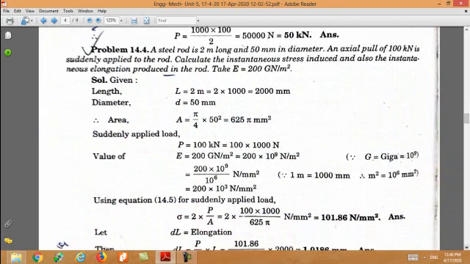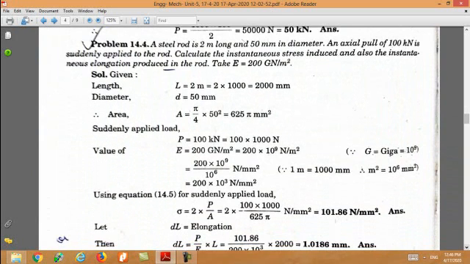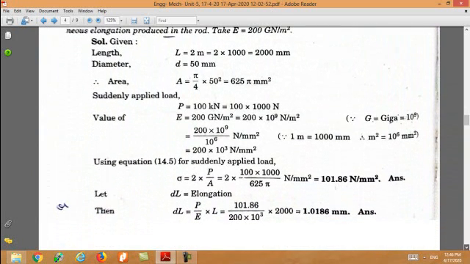Again you are seeing a question. It is also a case of the suddenly applied load, but what is the unknown in this? The extension of the bar. But the load is applied suddenly, so the stress will be 2 into P by A.